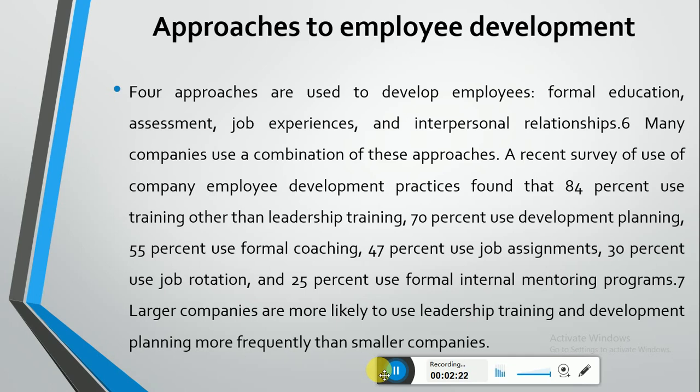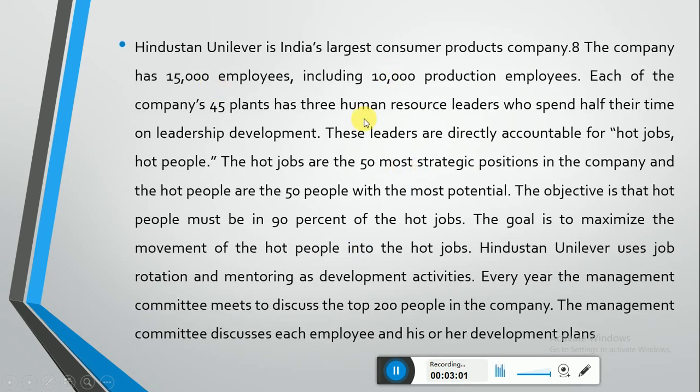A recent survey of company employee development practices found that 84% use training other than leadership training, 70% use development planning, 55% use formal coaching, 47% use job assignment, 30% use job rotation, and 25% use formal internal mentoring programs. Large companies are more likely to use leadership training and development planning more frequently than smaller ones. We all know what job rotation is, so that's easy. Let's go through an example.